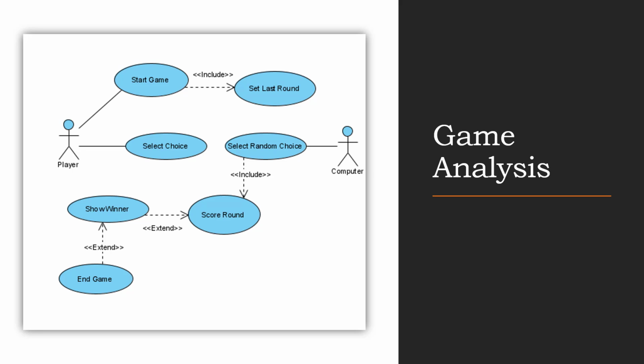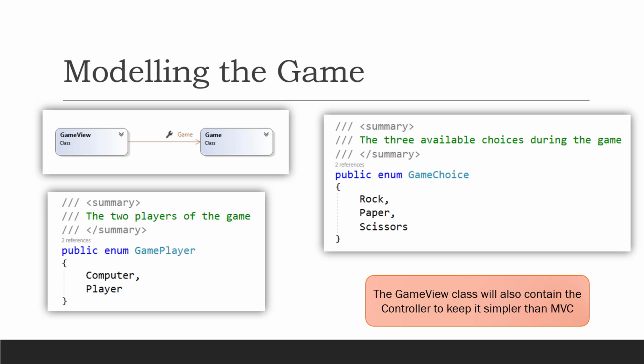and shows the winner when the game ends. So as I say, we're going to have two classes. We're going to have the game class, which is the model, and a view controller class, which is the user interface. We can use an enumeration because there are two users of the game, the computer and the player, and we can also have an enumeration of choices in the game: rock, paper or scissors.